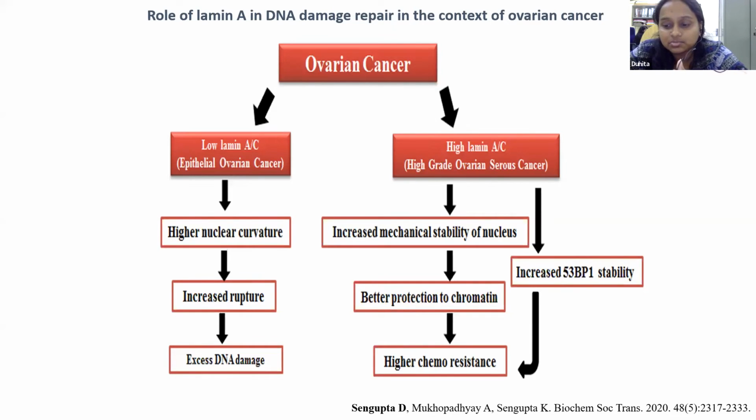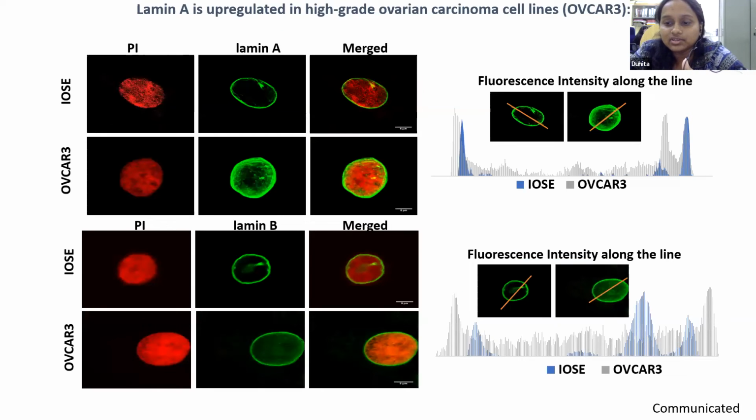So this project has been worked on two different cell lines, OFCA3 and IOAC. OFCA3 is an ovarian serous carcinoma cell line, and IOAC is immortalized ovarian surface epithelial cells, which are the control cell line for the study based on the epithelial origin of ovarian serous cancer. Now, first of all, in these two cell lines, we checked the expression and distribution of lamin A and B and could see that there is prominently higher expression of lamin A with respect to the normal cell, and also the nuclei are bigger.